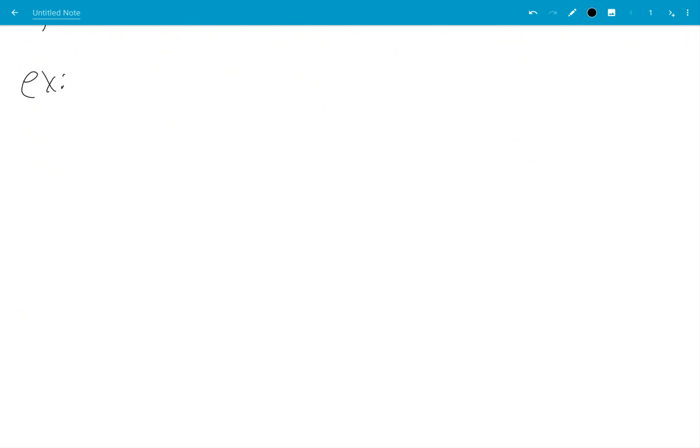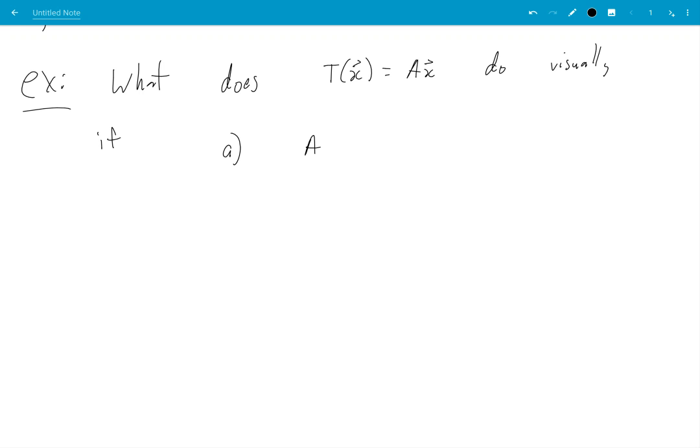Let's see. What does T of x equals Ax do visually, let's say, if A is equal to [0, 0; 0, 1], and B, A is equal to [2, 0; 0, 2]. So what happens visually?